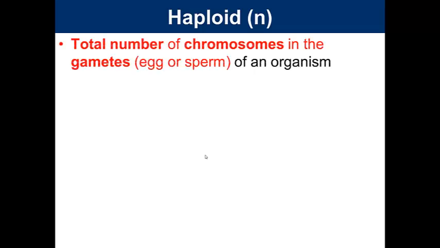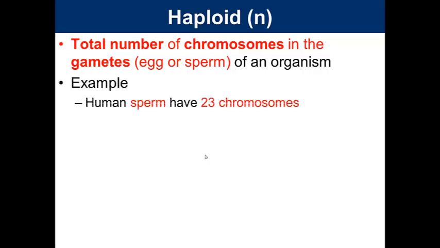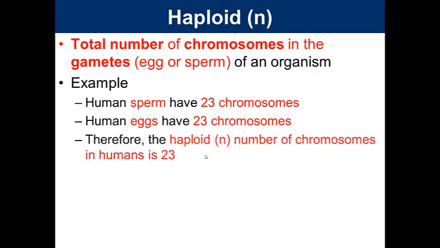The total number of chromosomes in the gametes, egg or sperm, of an organism is the haploid number. For example, the human sperm has 23 chromosomes. The human egg has 23 chromosomes, so the haploid number, or the N number, is 23. So the haploid number for humans is 23.